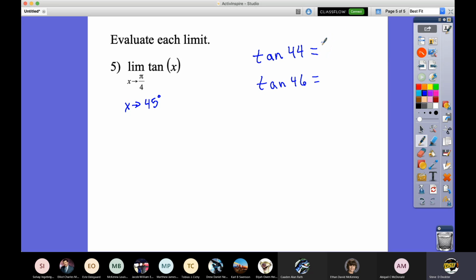Tangent of 44, you got it for me? 0.9. Are you in degree mode or radian mode? 0.97? I thought it'd be a lot bigger than that. No, that'd be right. Never mind. I'm just a little slow today. 0.97. All right.